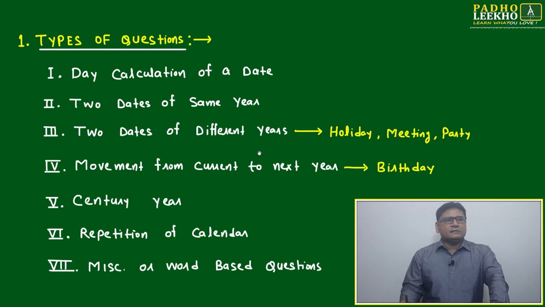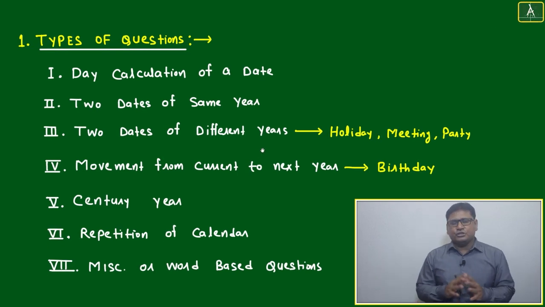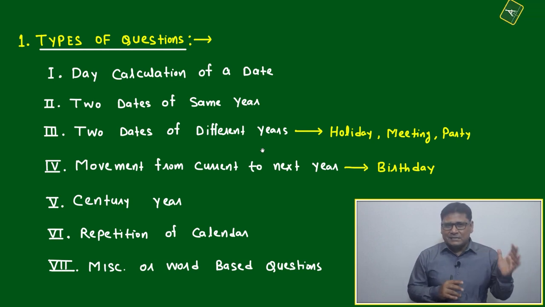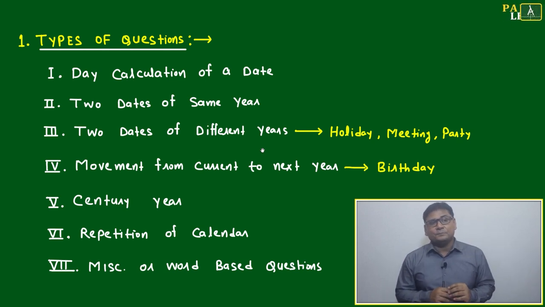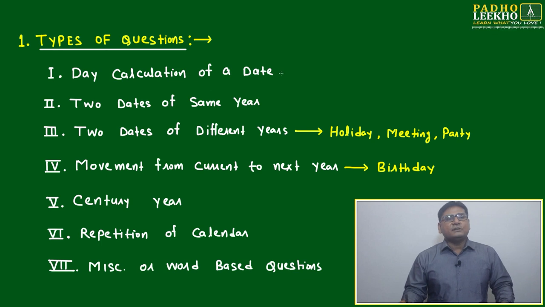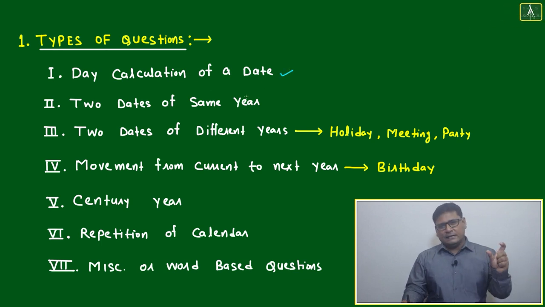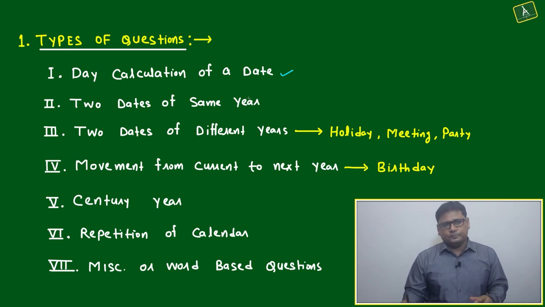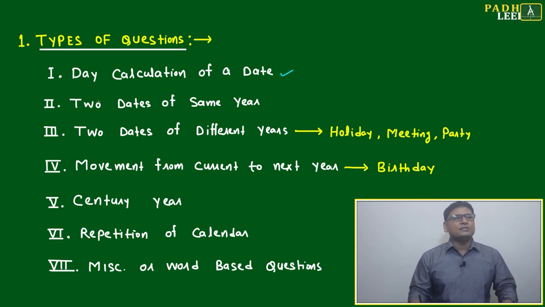First, we'll discuss a little about the types of questions, because this will give you clarity of thought and clarity of anticipation about which type of question can be asked. First is the day calculation of a date. Any particular date is given, and you have to find which day this date will fall on. Simple. This is one of the calculations.